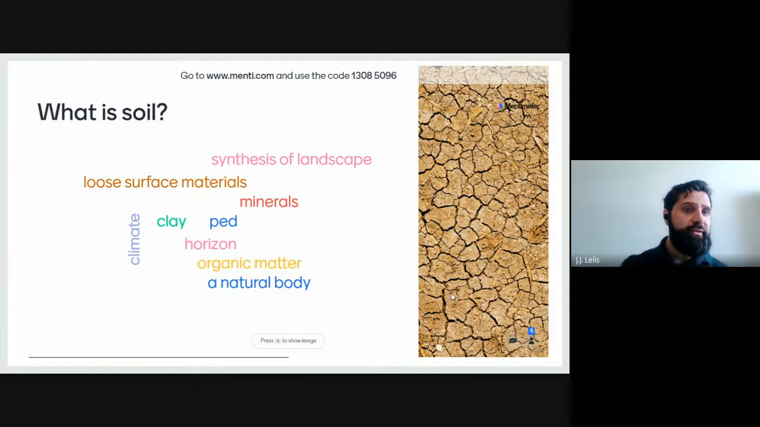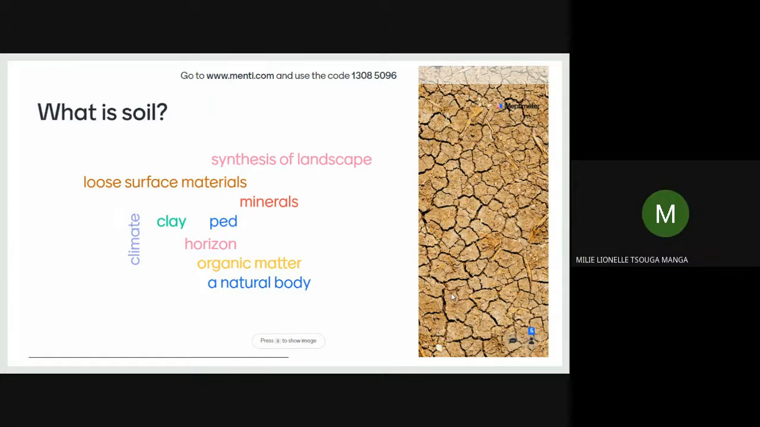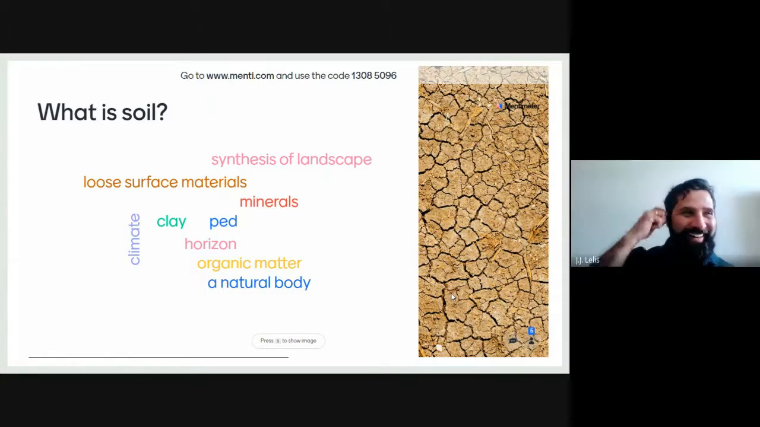It's a very good definition. So I have to ask you, do you think that we have soil on the Moon or Mars or Antarctica or in a desert? Do you think that we can find soils there? Yes, I think that we can find soils there. And they support life?